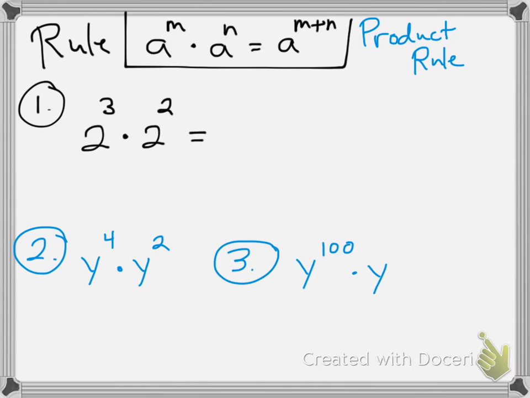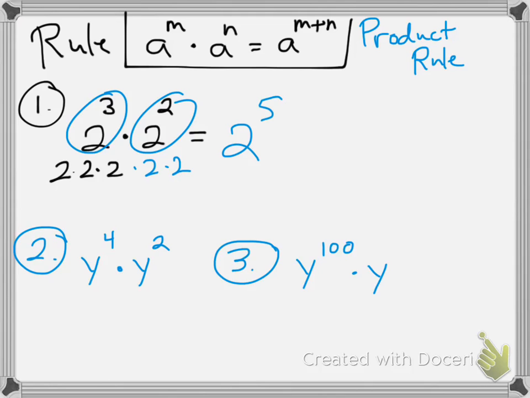And here we go. So here's the rule up above. You can read that yourself. But 2 to the third is 2 times 2 times 2. That's that one. 2 squared is 2 times 2. And if I rewrite it with exponents, that's 2 to the fifth.